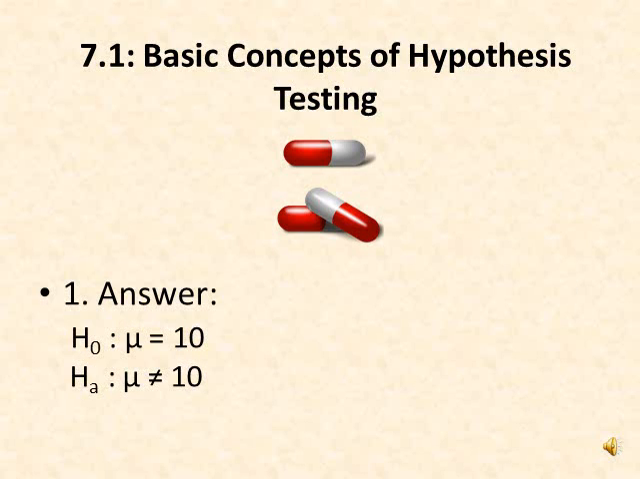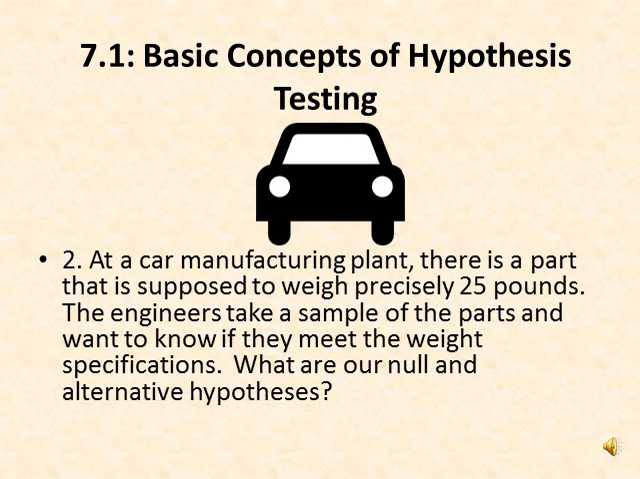The answer is a null hypothesis such that mu is equal to 10 and an alternative hypothesis such that mu is not equal to 10. 2. At a car manufacturing plant, there is a part that is supposed to weigh precisely 25 pounds. The engineers take a sample of the parts and want to know if they meet the weight specifications. What are our null and alternative hypotheses?